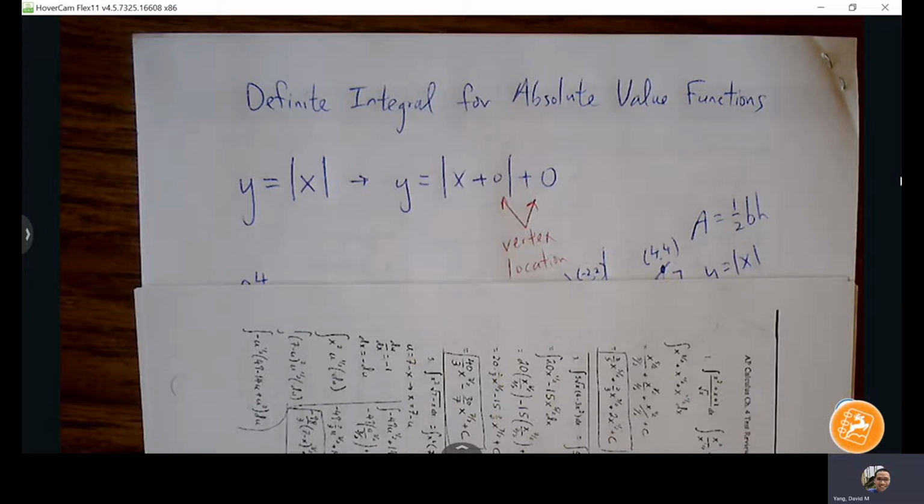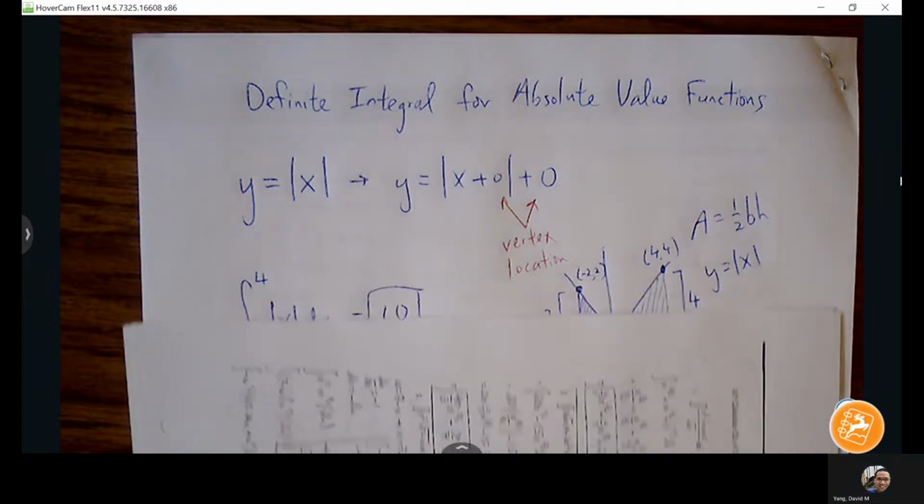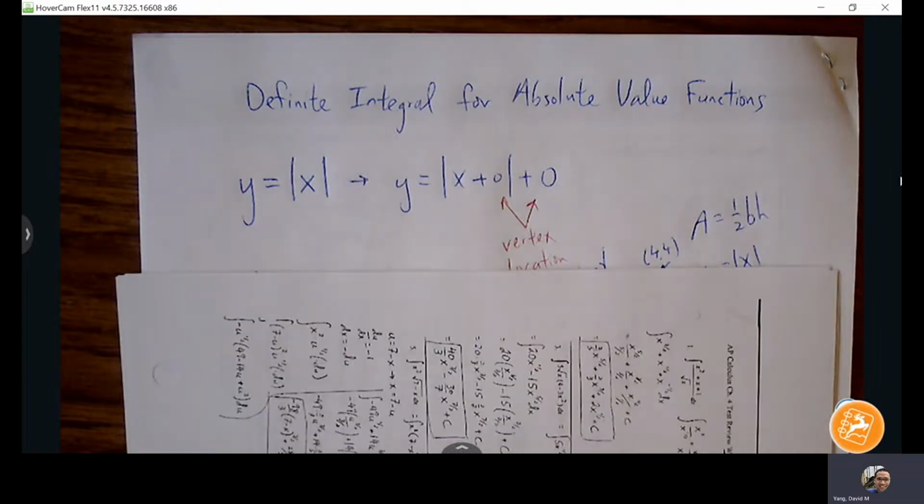So for instance, if I have y is equal to absolute value of x plus 2 minus 5, the vertex is going to involve these two numbers, but I always take the opposite sign of what's inside, so the vertex will be -2, comma, -5, just as an example. Okay, but we're going to start off just with absolute value of x, and we're going to go from -2 to 4. So I want to show you how we can do this by hand.